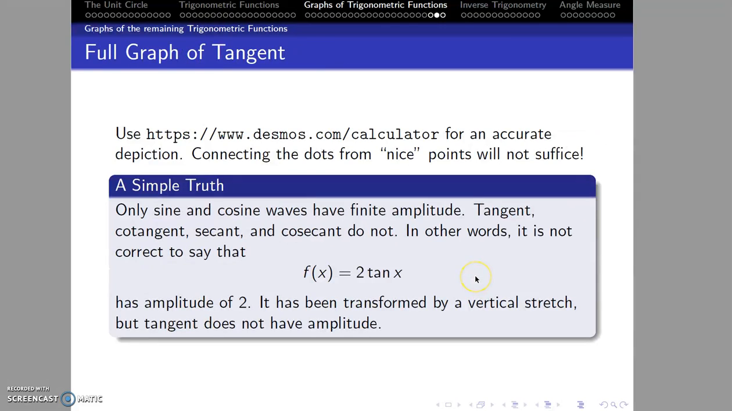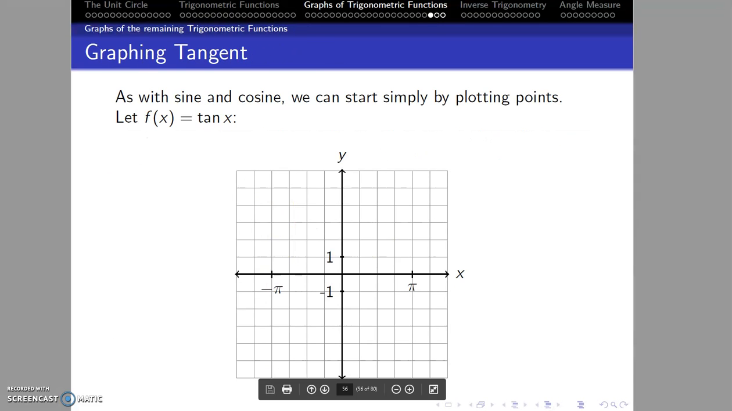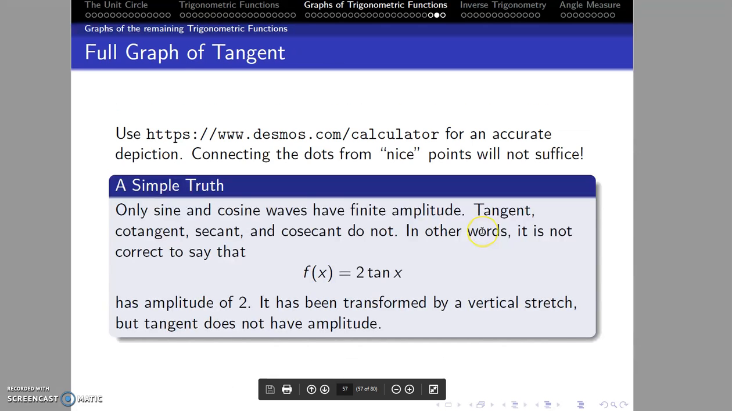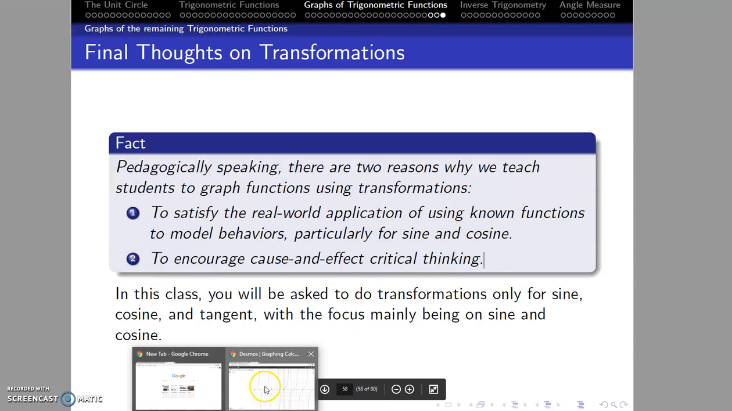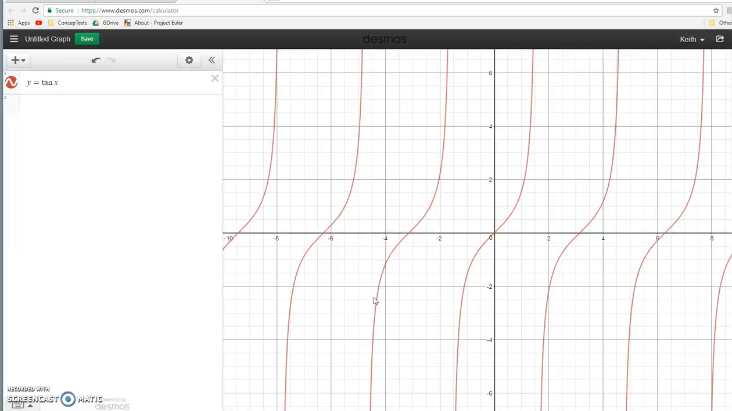So in this particular section, what I want us to be able to do by the end of it, after our class time, is to be able to use the same transformation rules we covered for sine and cosine and apply them now also to the graph of tangent. And that's it.